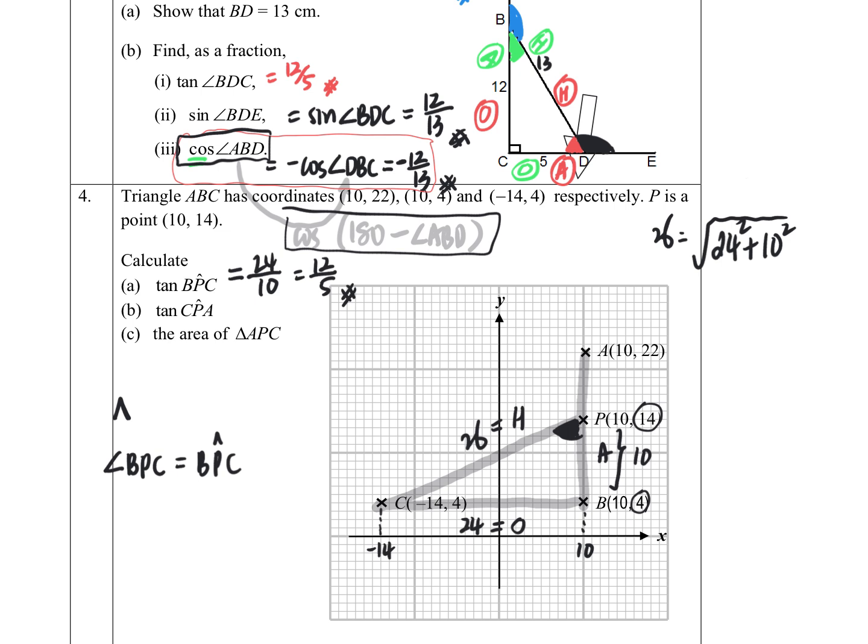Even if they don't write, it will be in a fraction form. But if you give me decimal, I will accept. Instead of 12 over 5, you give me 2.4. If they never say write as a fraction, I will also accept, because the question never says must leave as fraction. Then decimal is accepted. Okay, next one, tangent CPA.